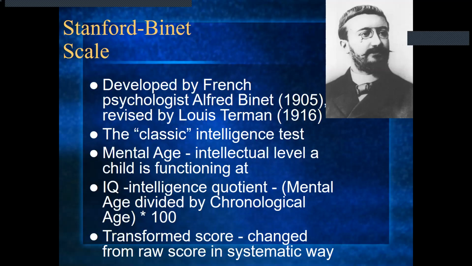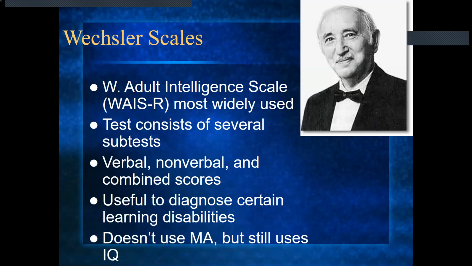So here's Mr. Wechsler, who developed the Wechsler Adult Intelligence Scale. So unlike the Stanford-Binet, which was mainly for children, this is used for adults. It's the most widely used intelligence test today. It has several different subtests. So verbal, arithmetic, etc. And then nonverbal.